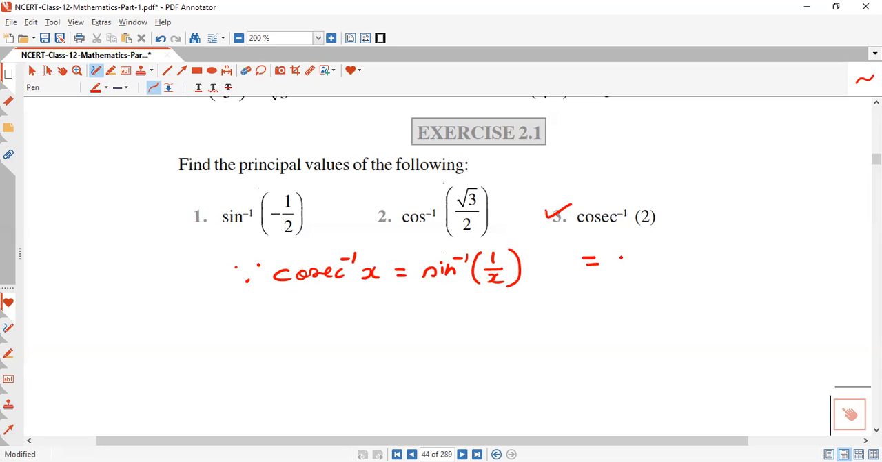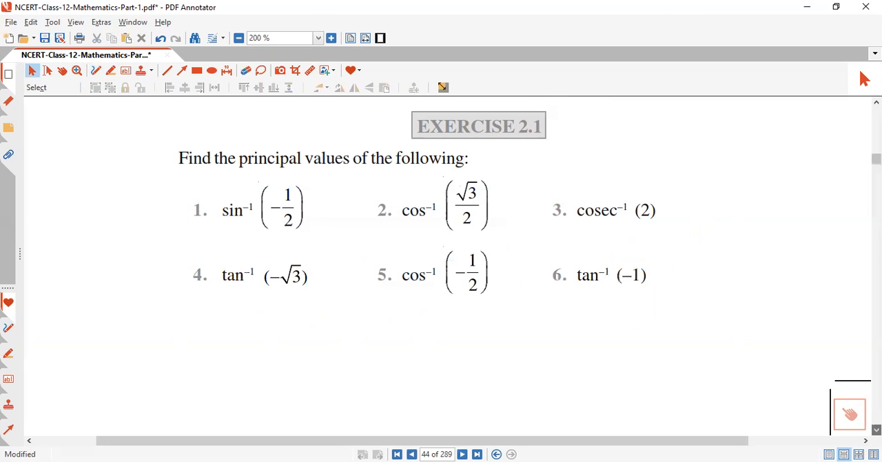So this will be equal to sine inverse 1 by 2. Since again we know sine pi by 6 equals half, this value will be pi by 6. So the answer of this question will be pi by 6.